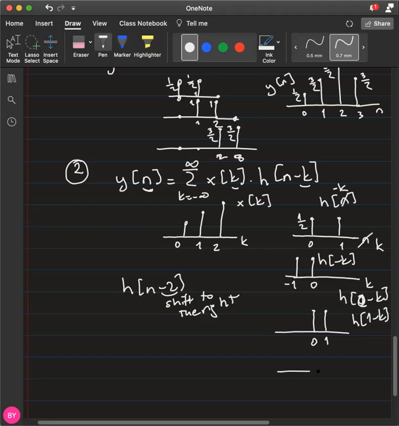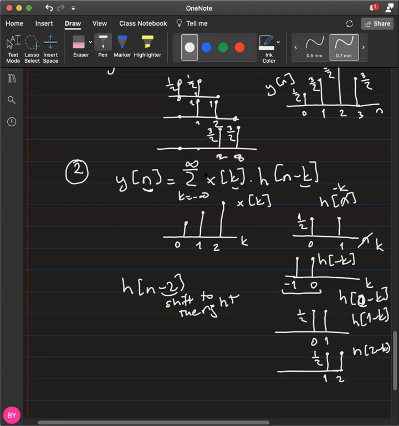Then I'm going to write h of 2 minus k. Okay, what is 2 minus k? This one. I'm going to shift this function 2 to the right. Okay, now it will be 1 and 2. The numbers are not changing here, 1 over 2. Okay, why am I doing this? I'm trying to help you to understand this formulation right now.